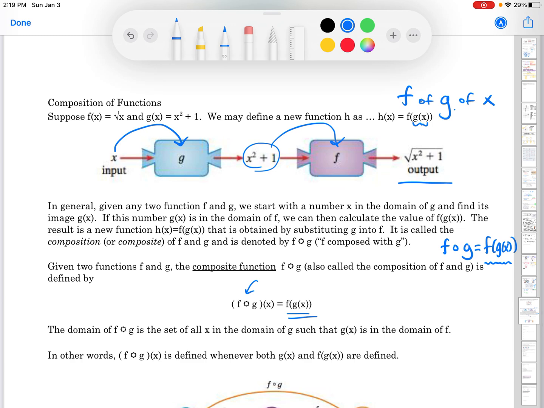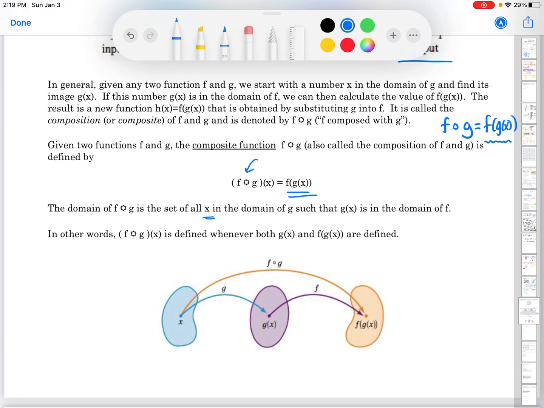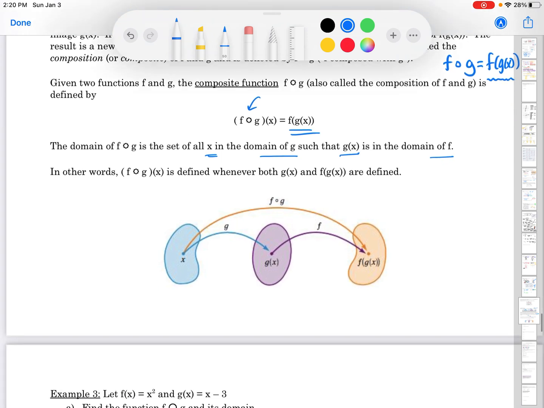So the domain of f of g of x is the set of all x in the domain of g such that g of x is in the domain of f. So you need to make sure that x isn't causing any issues along the way. It's not just the final answer, and it's not just the beginning answer. You kind of have to play with it to see what's going on, and we'll see that in a little bit. So in other words, f of g of x is going to be defined whenever both g and f of g are defined.